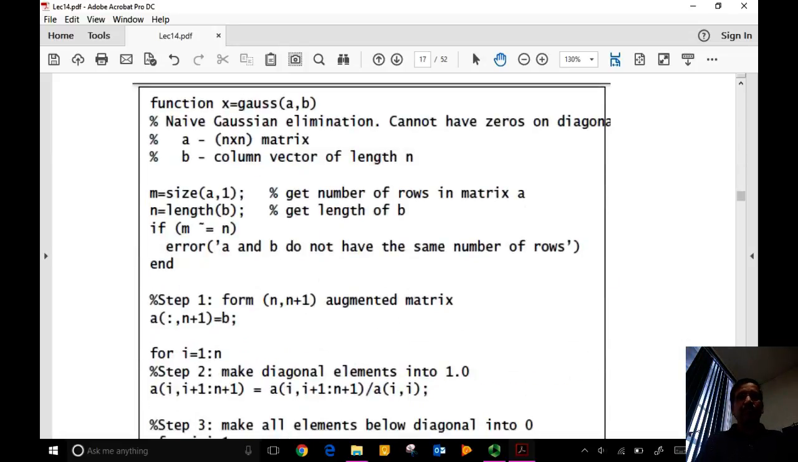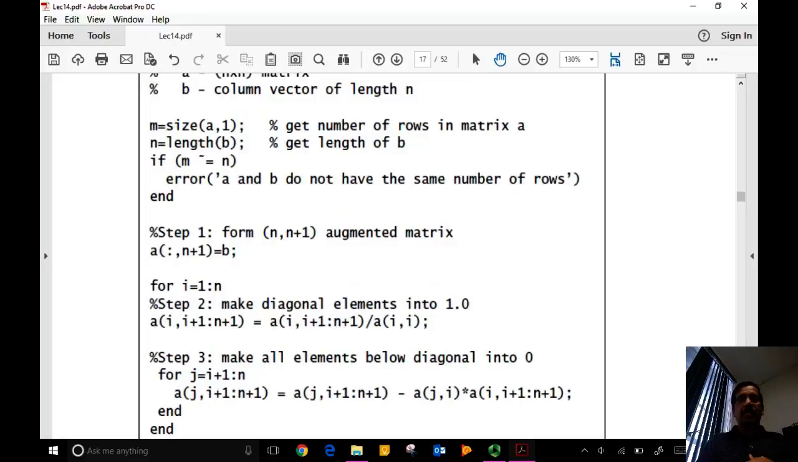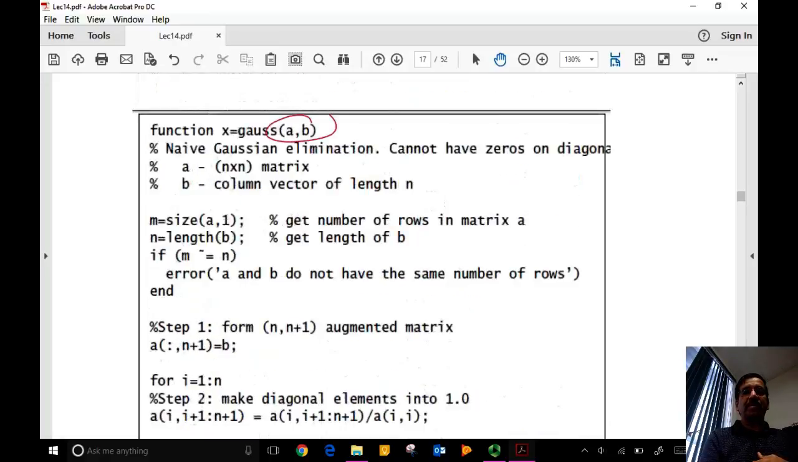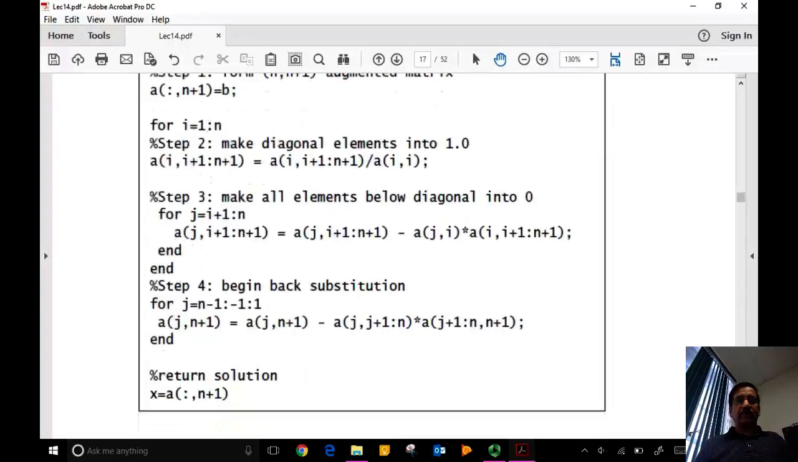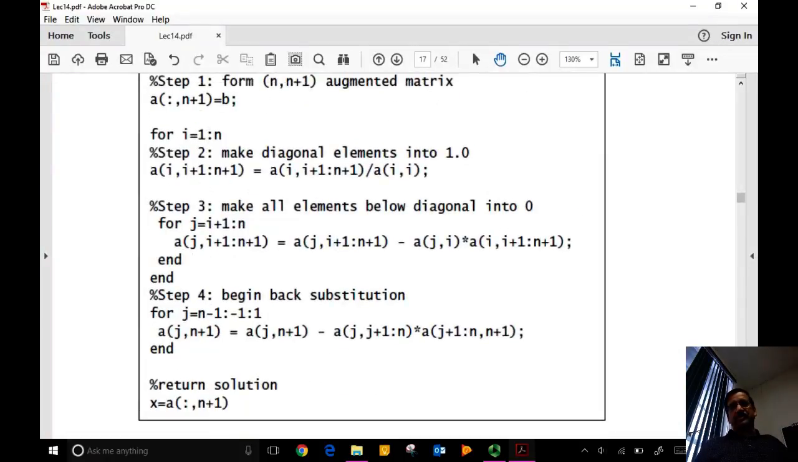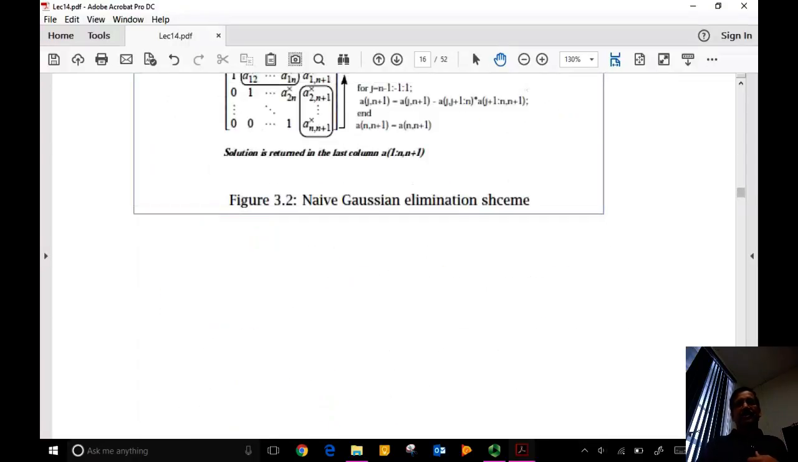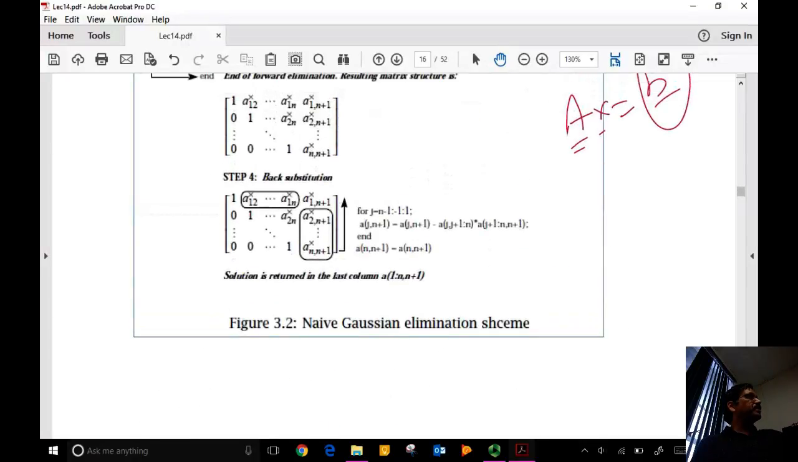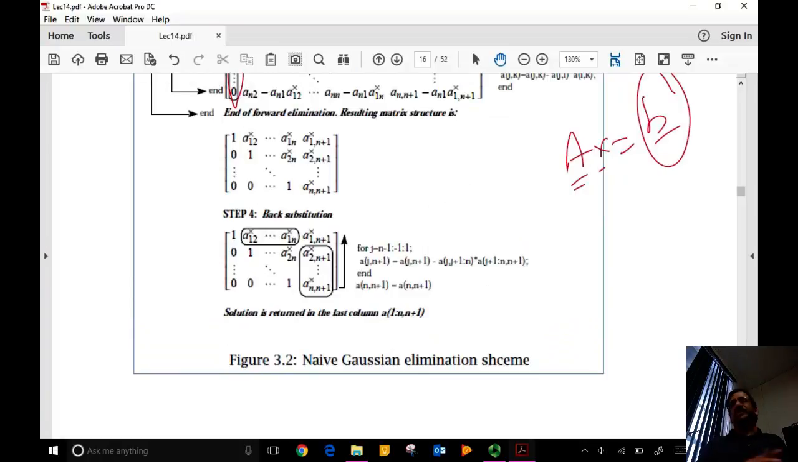So this is the actual code for Gaussian elimination. As you notice, you need to give both the matrix A and the vector B. And you see it's a very simple piece of code. There are problems with this. What are the problems, from your knowledge of Gaussian elimination? What are the problems that you can encounter when you're going through this elimination process?